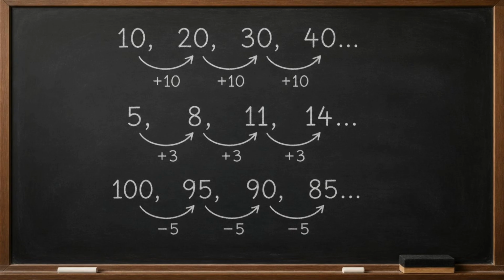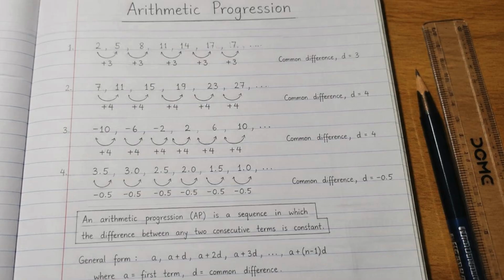The actual numbers are not important. The important thing is the difference between consecutive numbers must remain the same. That difference can be positive, negative, small, or large. But if it stays constant, that sequence is called an arithmetic progression.